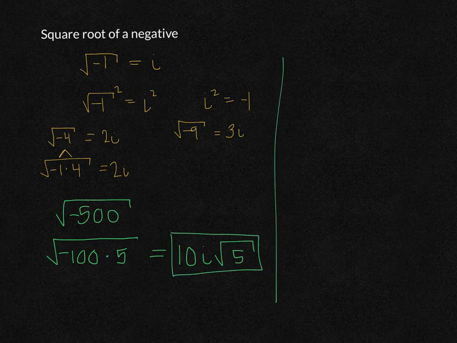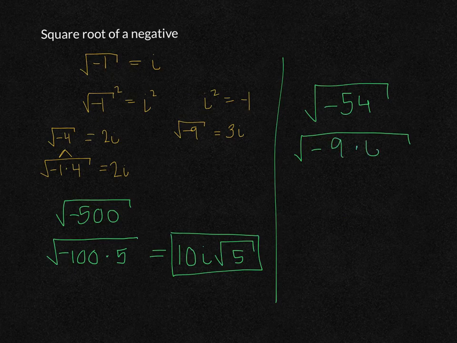Let's take a look at one more example like that. If I have the square root of -54, we can rewrite that. The perfect square that is in with 54 is 9 times 6. And we end up with 3i square root of 6. And that would be the final simplification of that problem.